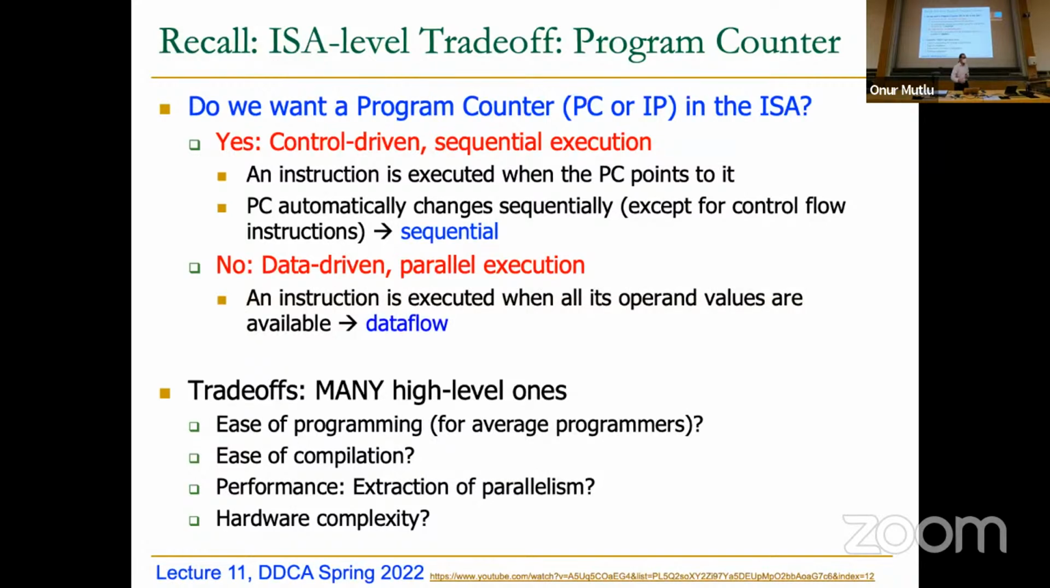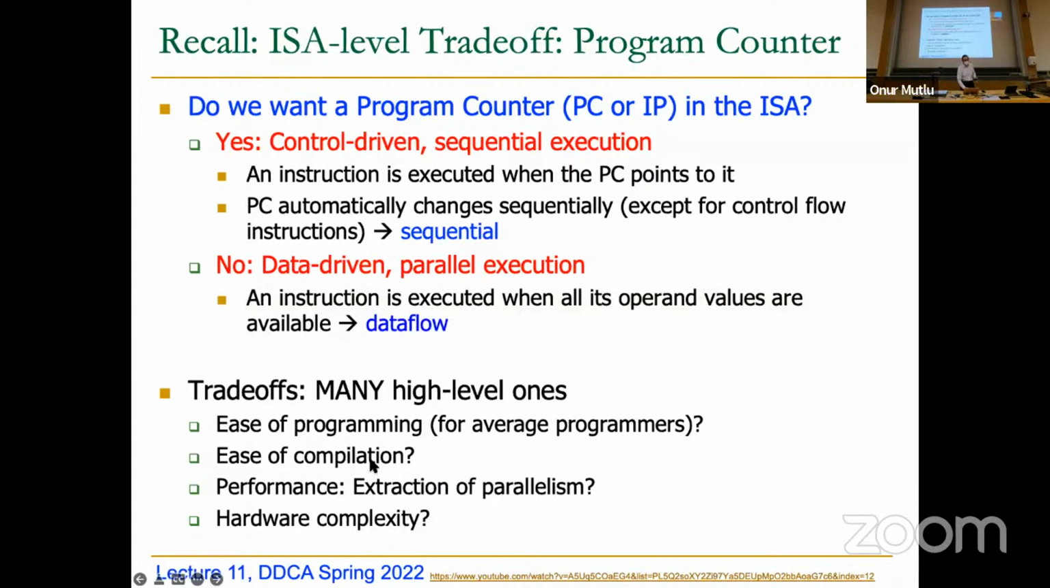And the trade-offs are many high-level ones. Ease of programming we discussed for the average programmer. It may be because of nature or nurture, training or birth, let's say, or genetics, I don't know. But regardless, somehow the von Neumann model seems to be easier to program for average programmers. It may be because of history also, right? Which is really nurture again.